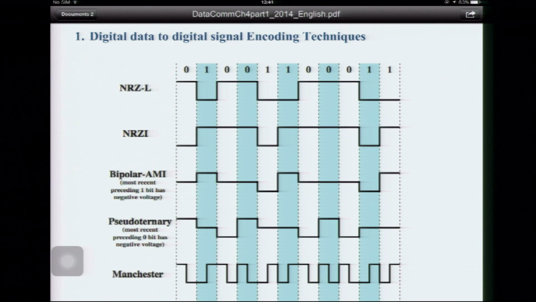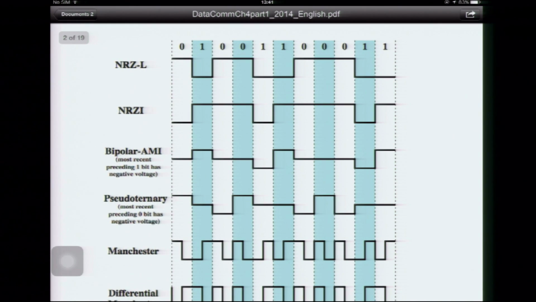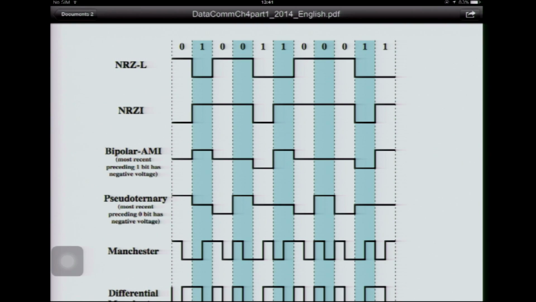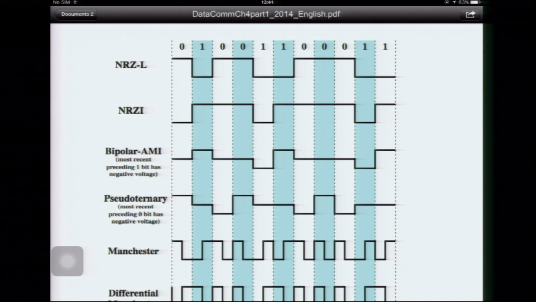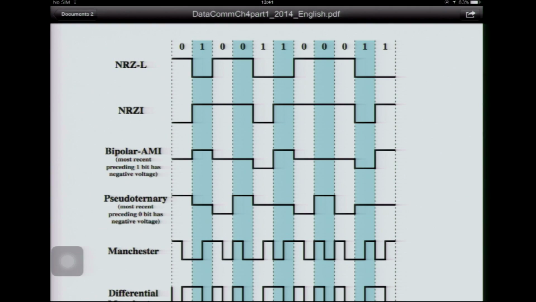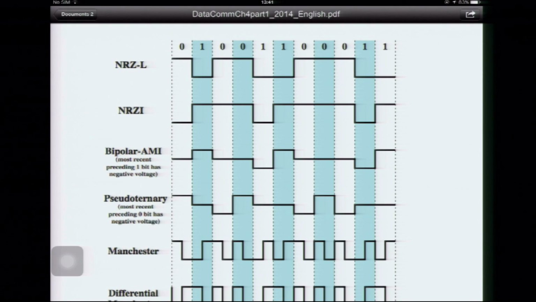For NRZ-I, you can see that the value of the bit is not like high is 0 or low is 0. It depends on the change between 0 to 1, or 1 to 0, or 0 to 0, something like that. So we'll look at this in more detail.